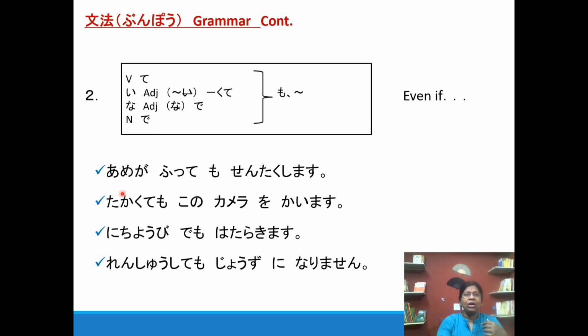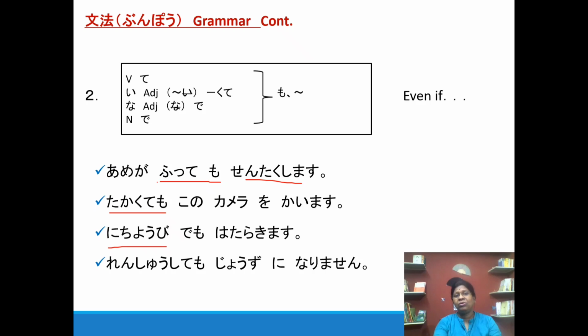Look at the sentence. Ame ga futtemo sentaku shimasu. Takakuttemo kono kamera o kaimasu. Nichiyobi demo hatarakimasu. Renshu shitemo joju ni narimasen. Ame ga futtemo, even if it rains, I will wash the clothes. Takakuttemo kono kamera o kaimasu. Takai means costly, even if it is costly, I will buy this camera.